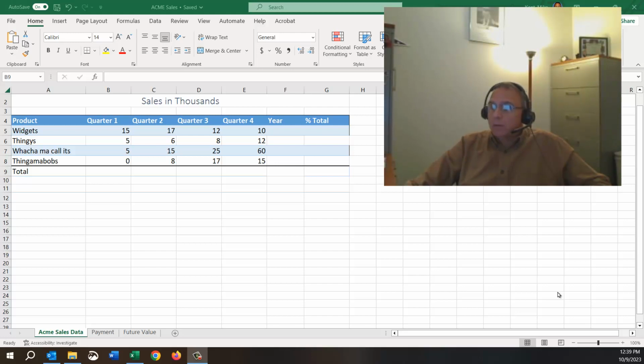I want to talk about some Excel Chapter 2 items. The ones that are confusing in this chapter are absolute versus relative cell references, and they also talk about using the payment function. And then as a bonus, I want to talk about future value. So let me turn off recording my face here and let's get into looking at absolute versus relative cell references.